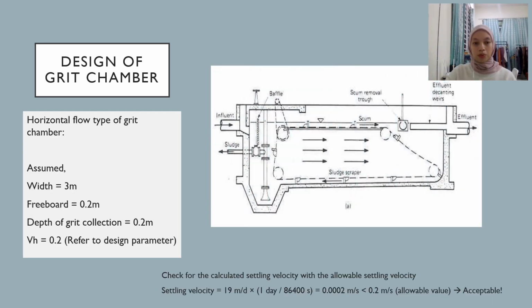Next are the assumptions of our project, which assume a width of 3 meter, freeboard 0.2 meter, depth of grit connection 0.2 meter, and the VH we refer from the guideline, we get 0.2. Then check the calculated settling velocity with the allowable settling velocity. We get 19 million per day, multiplied by 1 day, we get 0.0002 meter per second, which is below the allowable value of 0.2 meter per second. So the design of our project is acceptable.